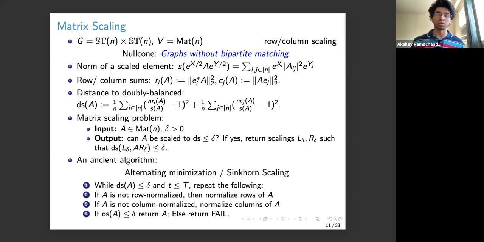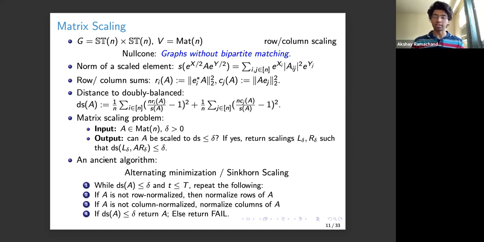But as you normalize the columns, you will mess up the rows and vice versa. So you hope that this thing converges at some point. And so you just output, if it does converge at some point before t iterations, you output it, otherwise you return fail. That's the algorithm. We haven't really picked what is delta, what is t. These are all parameters that'll depend on the application. Cool, so that's the setup for matrix scaling.